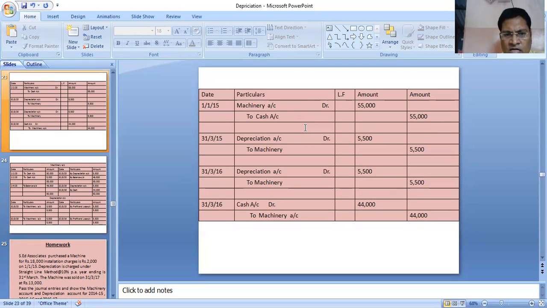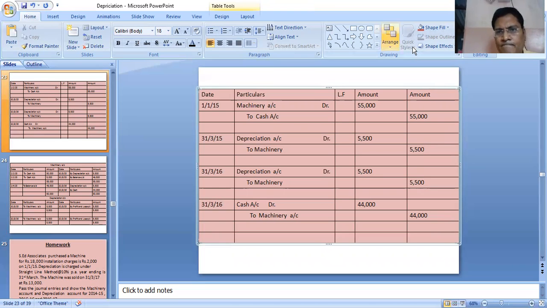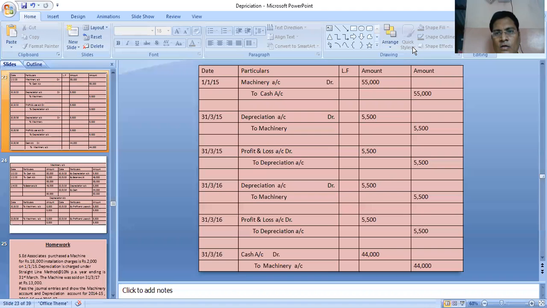Acha, the journal entry, two more journal entries that I have not shown over here, will be like this only. So students, see, this journal entry is profit and loss account to depreciation, the closing journal entry on this date only, and over here also the closing journal entry, profit and loss account debit to depreciation. These two you must pass. And then when we have sold, cash to machinery.